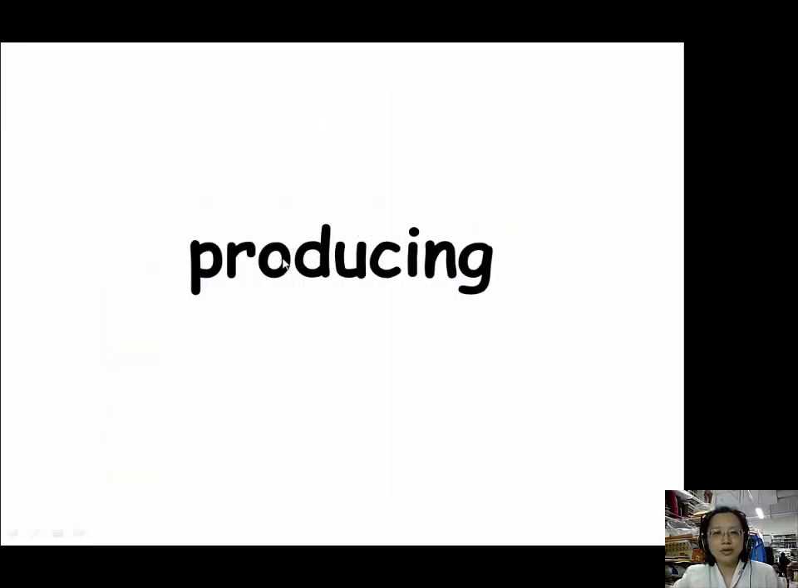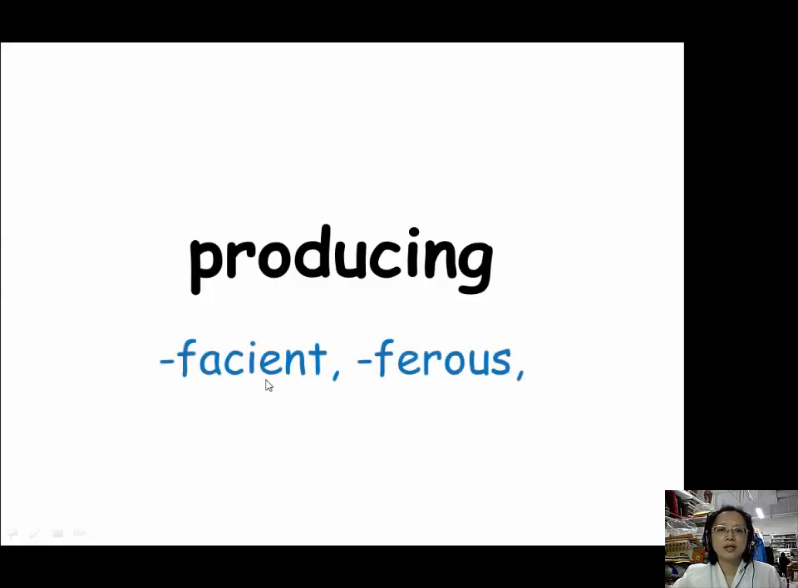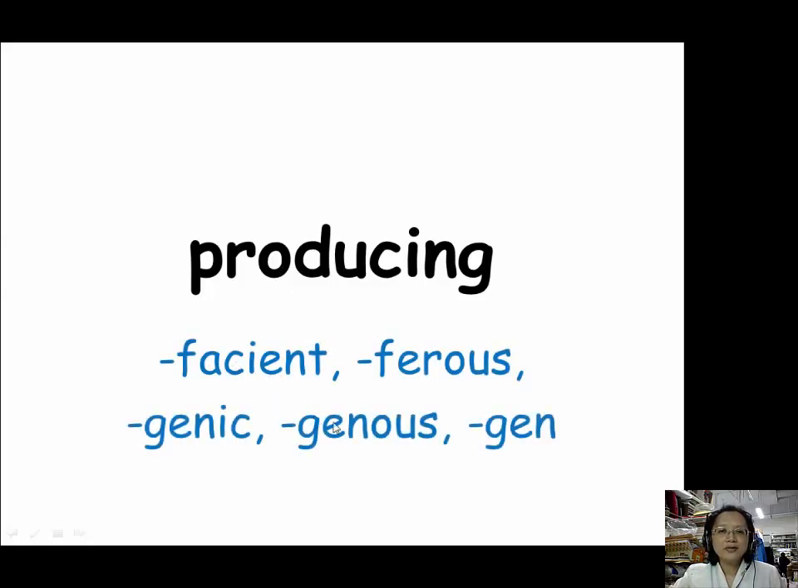Let's review what we learned. For producing, we have 5 suffixes. Facient, F-A-C-I-E-N-T, ferous, F-E-R-O-U-S, genic, G-E-N-I-C, genous, G-E-N-O-U-S, and gen, G-E-N. The last suffix, G-E-N, is a suffix used for nouns. Usually it can be an organism or may not, but it's a suffix used for nouns.